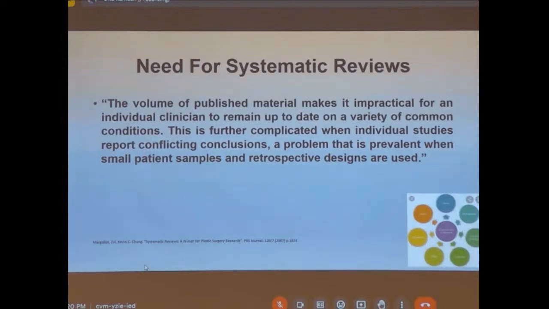What do you think then is the need for systematic review? There is lots of literature which is available. The volume of the published material makes it impractical for an individual clinician to remain up to date on a variety of common conditions. Hence, there is a need for systematic review, wherein you will review all the published and the unpublished material in your study. Further, this is complicated when individual studies report conflicting conclusions, a problem that is prevalent when small patient samples and retrospective designs are being used.